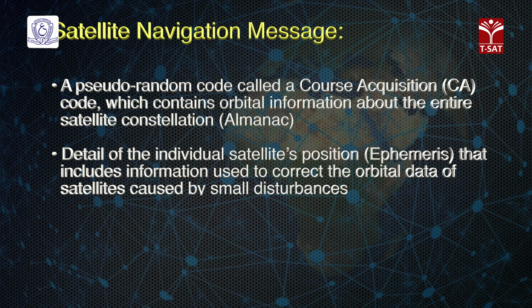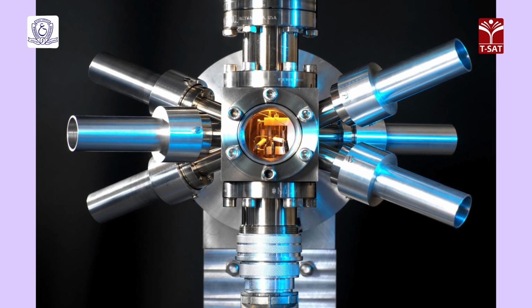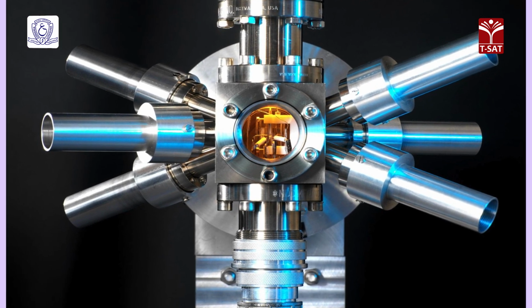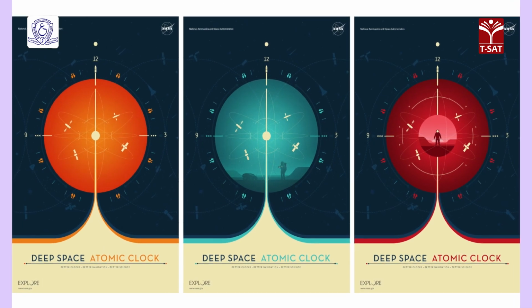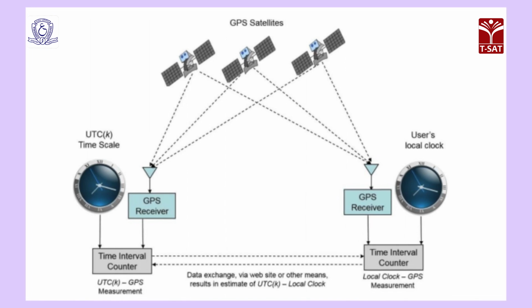Details of the individual satellite positioning, that is the ephemeris, which includes information used to correct the orbital data of satellites caused by small disturbances. The GPS system time derived from an atomic clock installed on the satellite, with clock correction parameters for the correction of satellite time due to differences between UTC and GPS time, the occasional leap second added to a year, and delays predicted by a mathematical ionospheric model caused by the signal travelling through the ionosphere.